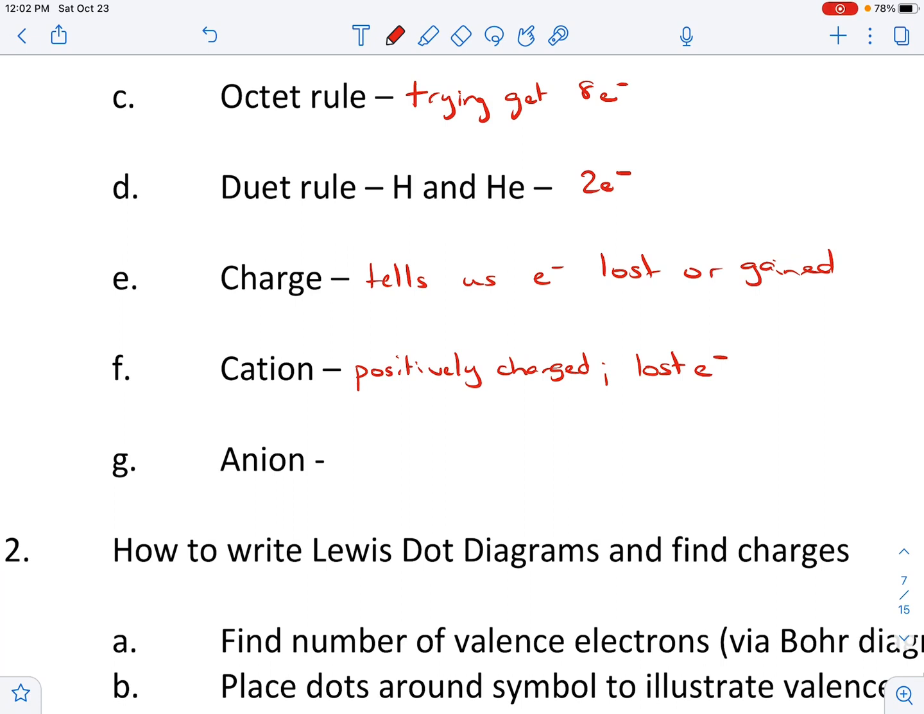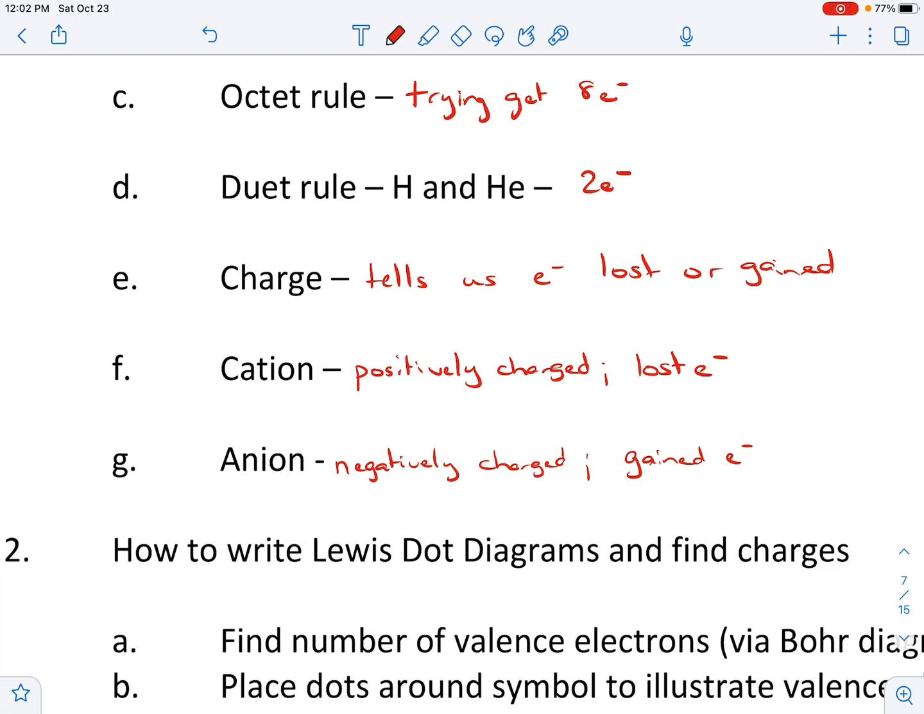Okay, awesome. The opposite of a cation is an anion. An anion is negatively charged. And so if something is negatively charged, that means we have more electrons than we do protons, which means we have gained electrons.